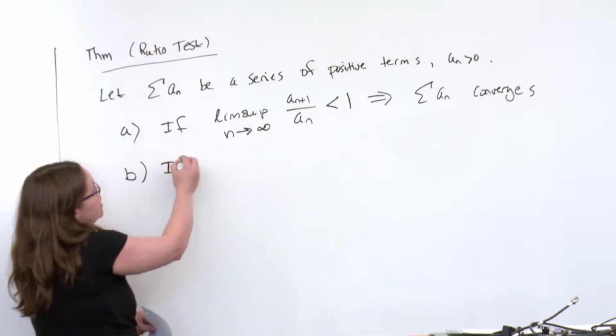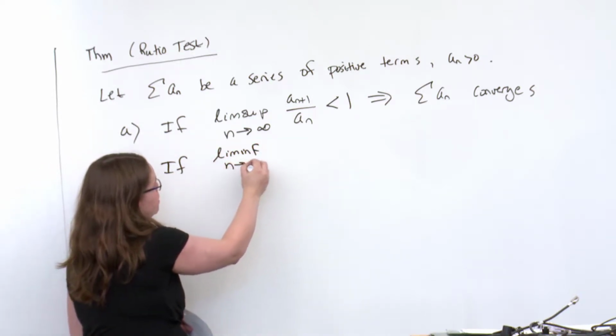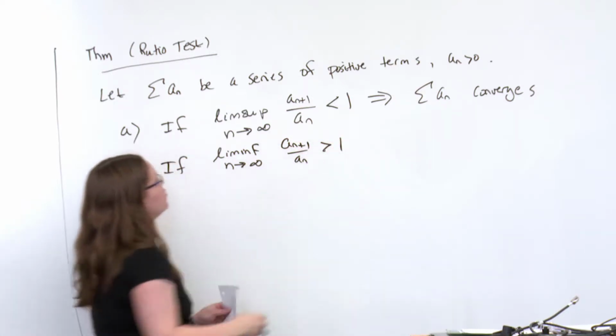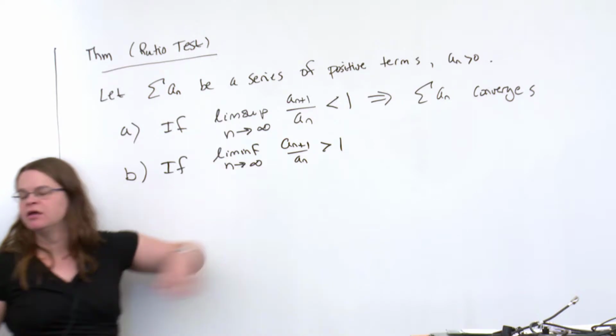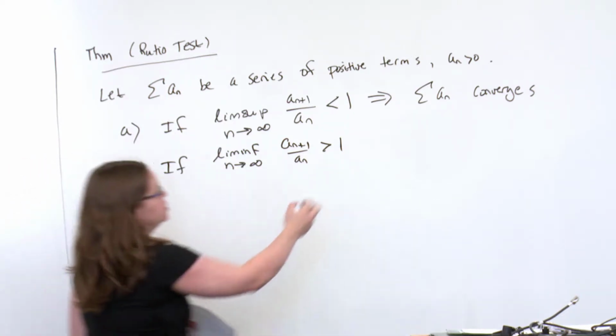So here we need to look at the limit inferior. And if the smallest these ratios ever get is still bigger than 1, then we're in trouble. Then our series is going to diverge.